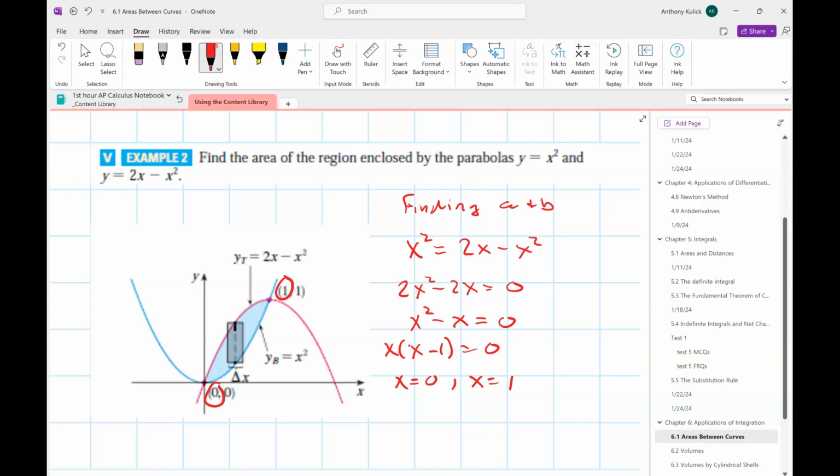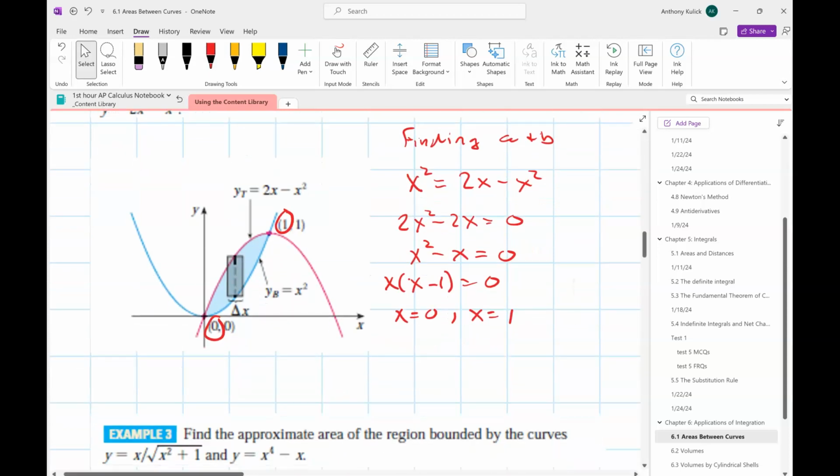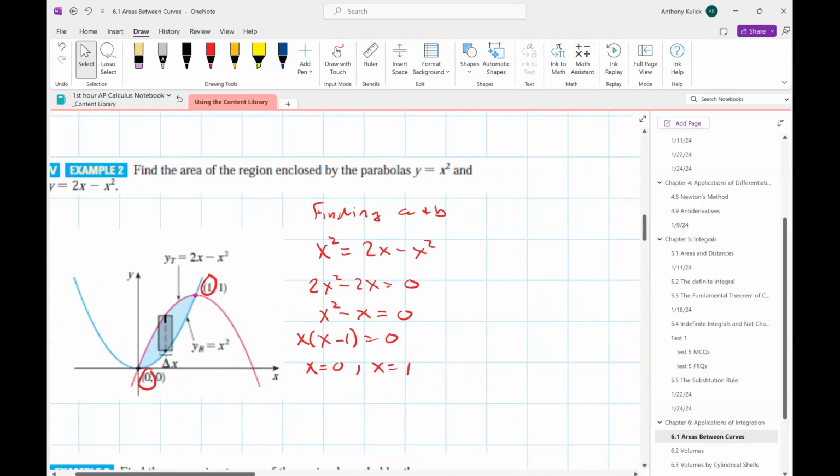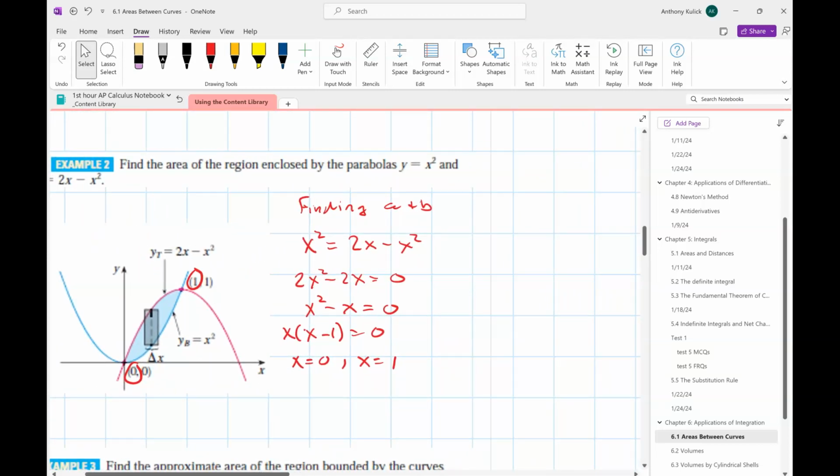Algebraically, right? If you're not given the picture and you don't know the A and the B, that's how we find them. You set the two functions equal to each other and you solve for x. And now, again, even if we pretend we didn't have the picture, how can I tell which function is on top and which one's on bottom?